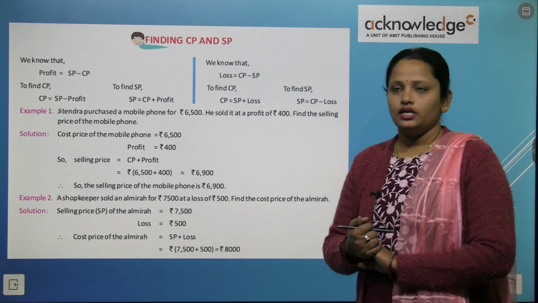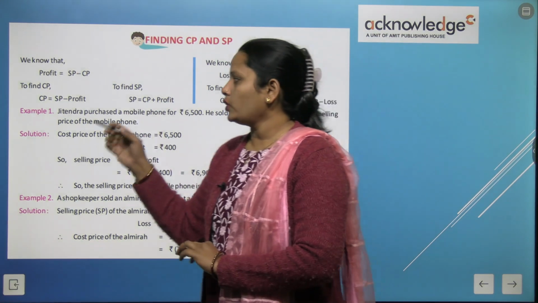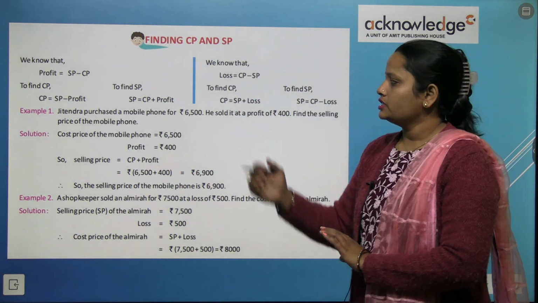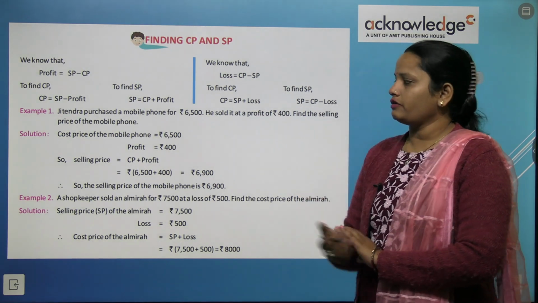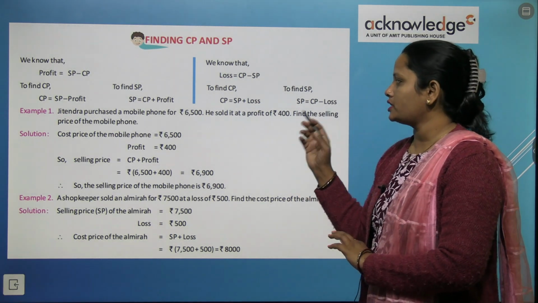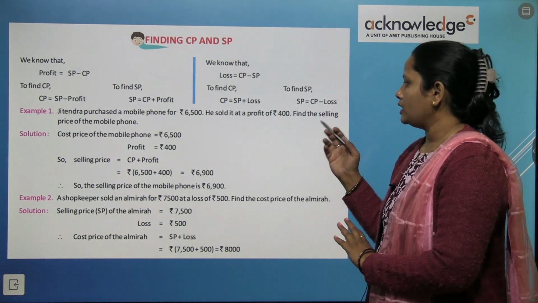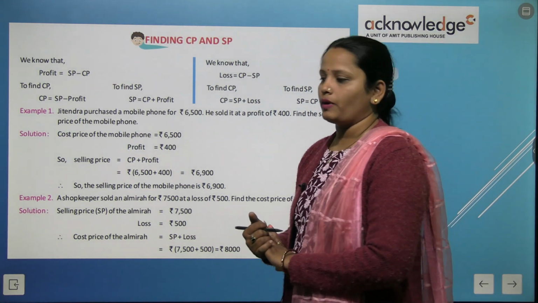So this will be the selling price. Now let's learn this with an example. Jitendra purchased a mobile phone for 6,500. He sold it at a profit of 400. Find the selling price of the mobile phone.